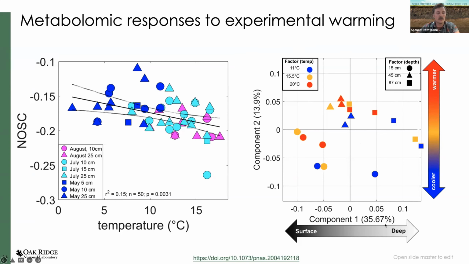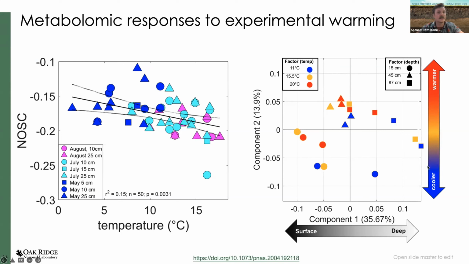Across component 1, this axis here, you can see that depth is a significant factor influencing the composition of this multiple integrated data set. And they also found that temperature, which is represented here on the component 2 axis, was a significant factor influencing these below ground changes in the soil across that integrated data set of metaproteomics, and looks at the dissolved organic matter as well.